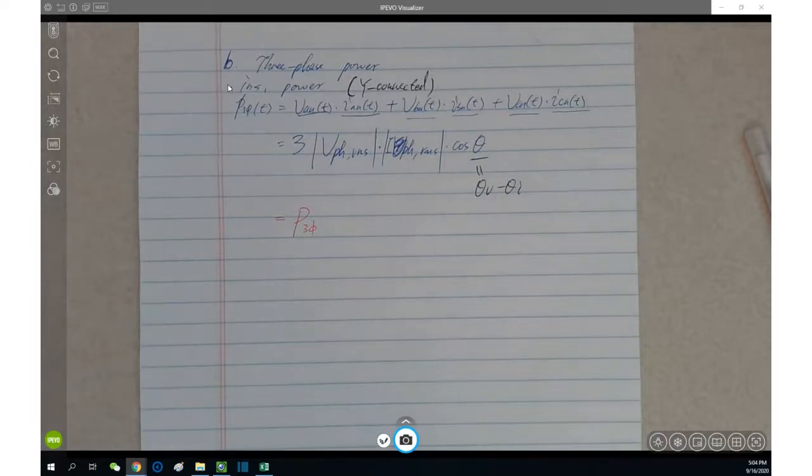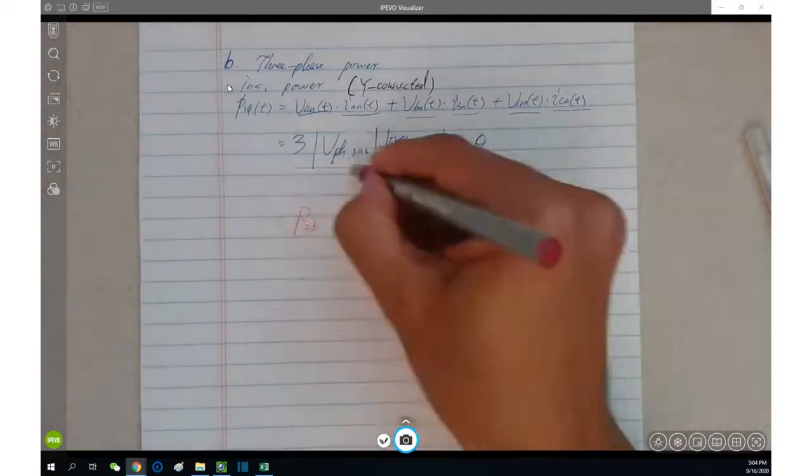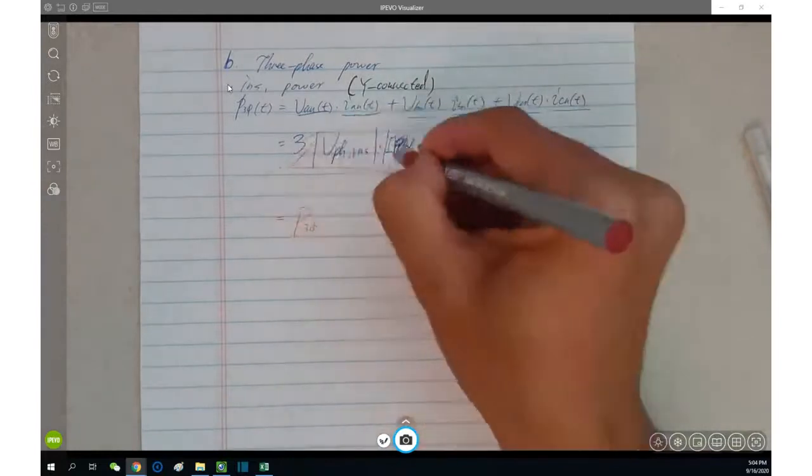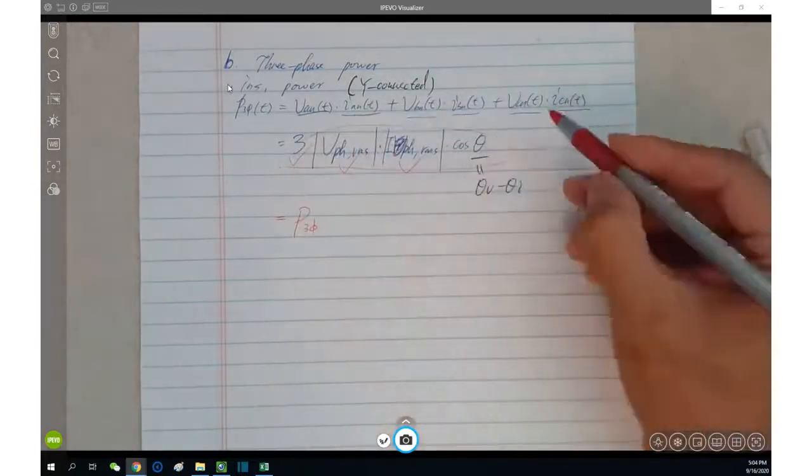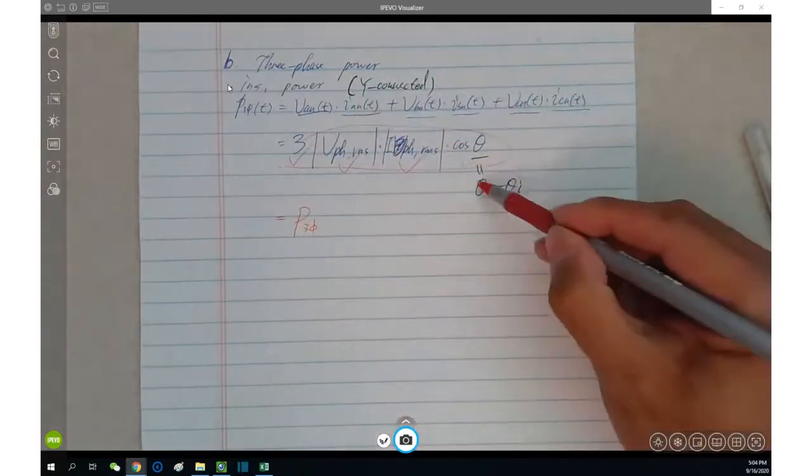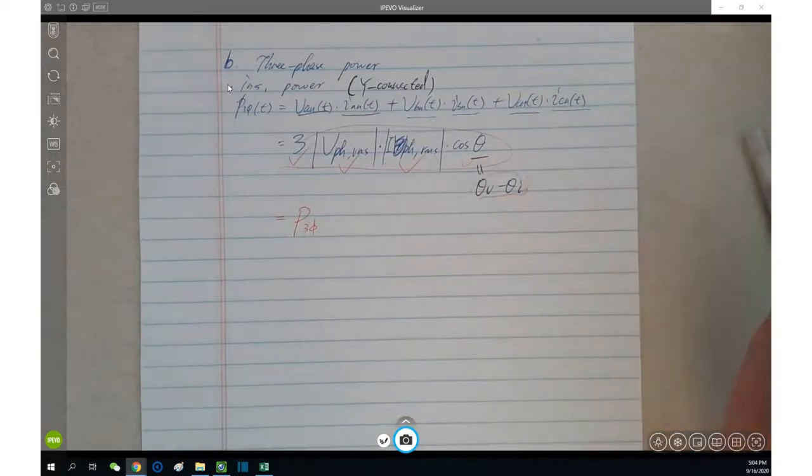Active power of the three-phase power: the instantaneous power is a constant, because this is a constant, this is a constant, constant, constant. This is also constant because we are assuming the phase difference between voltage and current is constant. So it's not a variable of time.